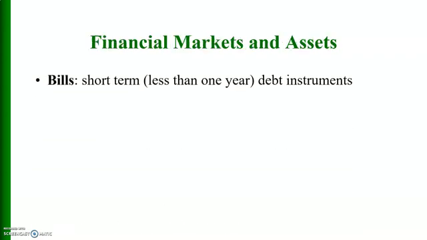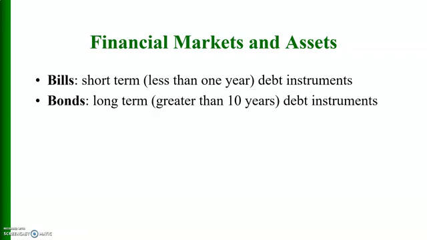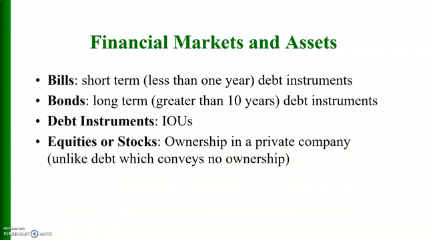Bills: these are short-term debt instruments. Bonds are long-term debt instruments. And a debt instrument is basically an IOU, a promise that I'll make payment to you along with interest. Equities are stocks, ownership in a private company.